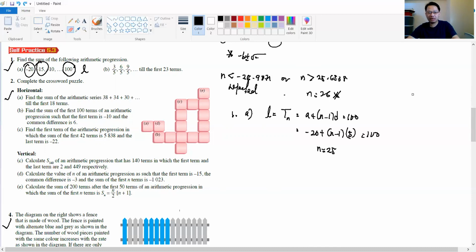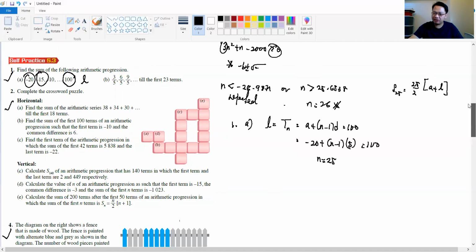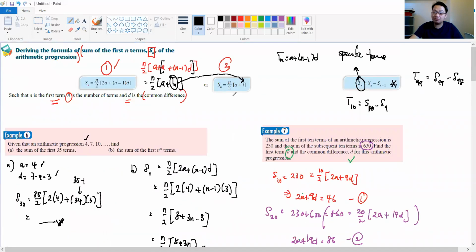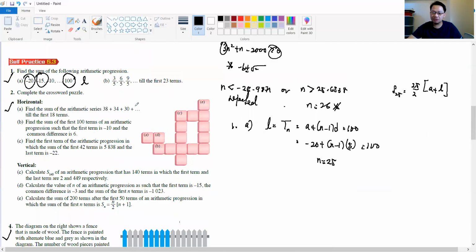Now S25, how do we find S25 here? Since n is already known, S25 will become 25 over 2 times (a plus L). I'm using the second formula, because we already have the last term. You can also use the first formula, it doesn't matter. You're supposed to get the same answer. So 25 over 2, a is negative 20, L is 100. So we compute.